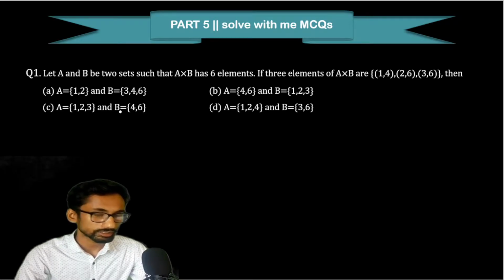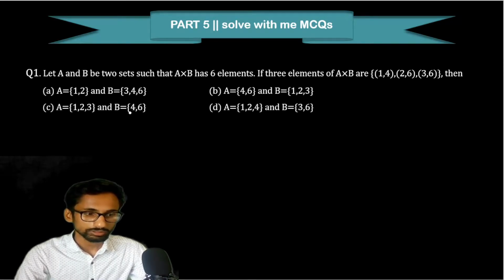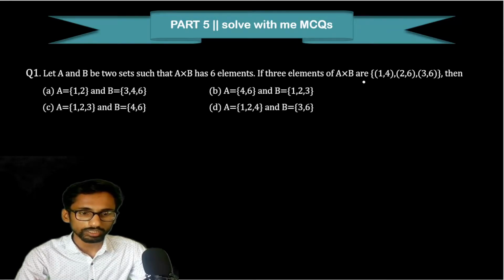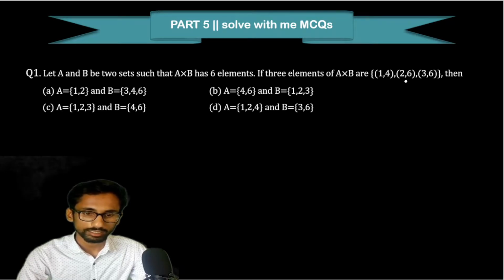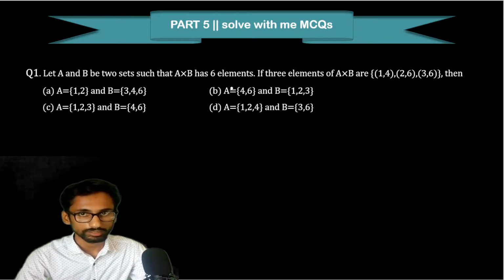It says, let A and B be two sets such that A cross B has 6 elements. If 3 elements of A cross B are (1, 4), (2, 6) and (3, 6), then what are A and B sets?